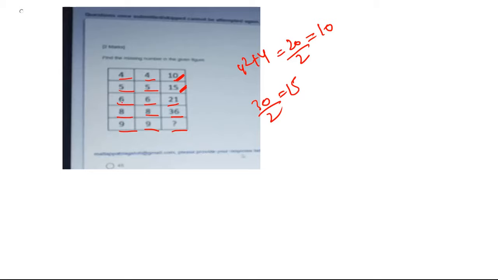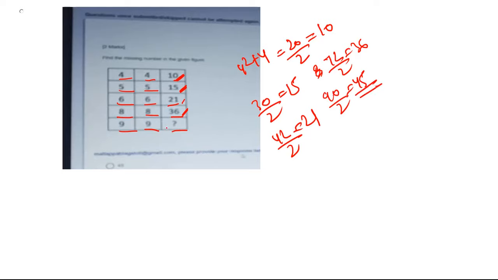6 ka square plus 6 will be 42, and 42 divided by 2 will give us 21, and that is what is written here. Similarly 8 ka square plus 8 will be what? 72, and 72 divided by 2 will be 36, and that is what is written here. 9 ka square is 81, 81 plus 9 is 90, and 90 divided by 2 will be 45. Okay, so that is what is written here. At the place of question mark, what will we have? 9 ka square plus 9, 90 divided by 2. So 45 will be the correct answer for this one.